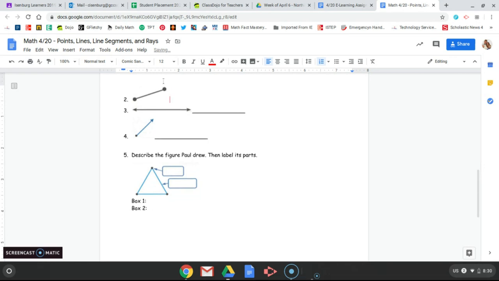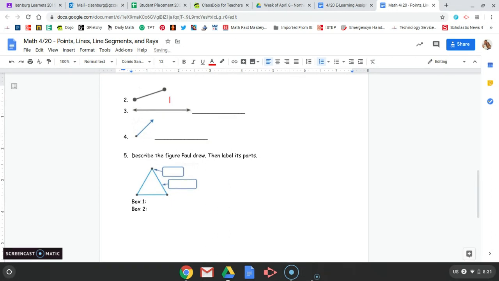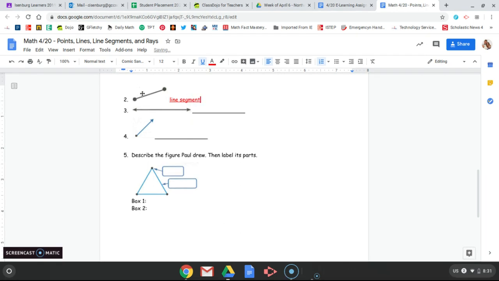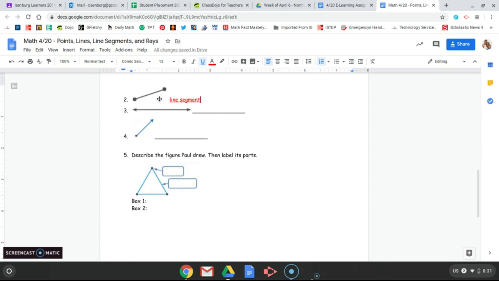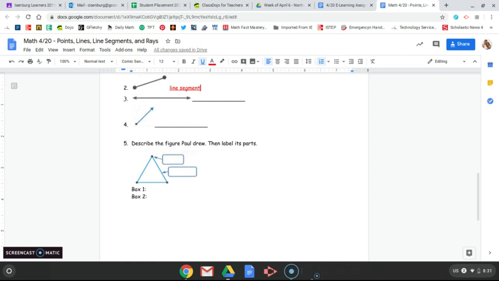So what would we call this figure if it's just the space in between these points? It would be a line. I'm going to underline it. Line segment, because it's only the space in between the 2 points. Okay, so the biggest way to help me to remember the difference between a line segment and a line as far as the way they look is the line segment has these endpoints that stop it instead of having the arrows that show that it extends forever. Okay, so let's look at number 3.